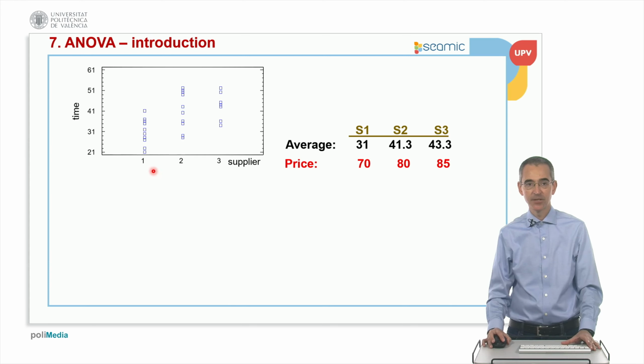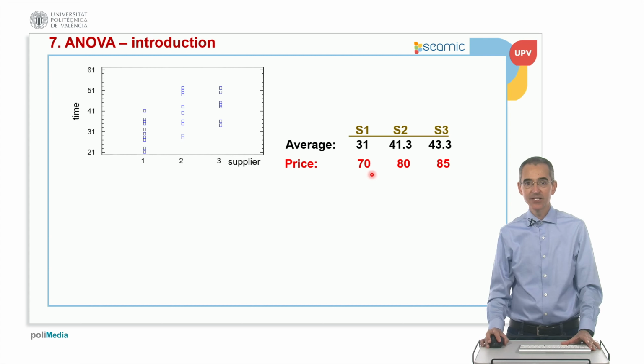This is a scatter plot with the 10 values from the first supplier, the second and the third. Then we can compute the average, and we can see that the first one has a lower average, but the second and the third suppliers have more or less the same average. But we also have to take into account the price. Let's imagine the price is 70 for the first, 80 and 85.